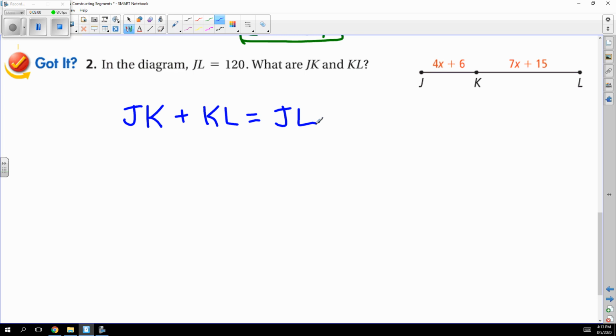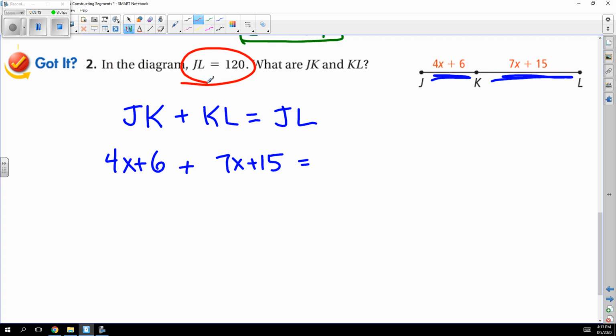So I'm going to say JK is 4x plus 6. Where did I get that? I got that from the picture. Plus KL is 7x plus 15. Also got that from the picture. Equals JL. Where is that information? I don't see that. Here it is. Here's where that information is, right here. JL is 120. So I probably should have put that in my picture so that I could know where to find that information. There we go.